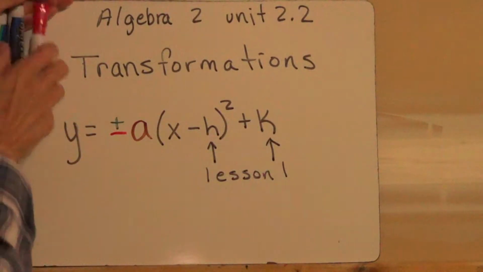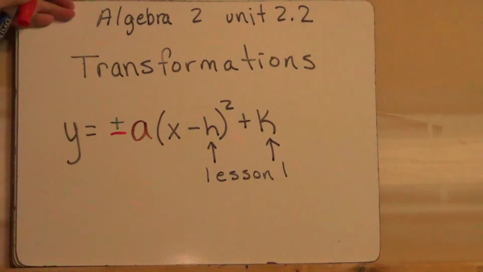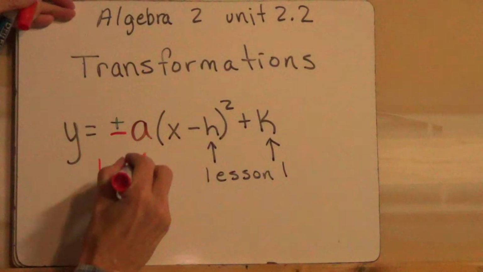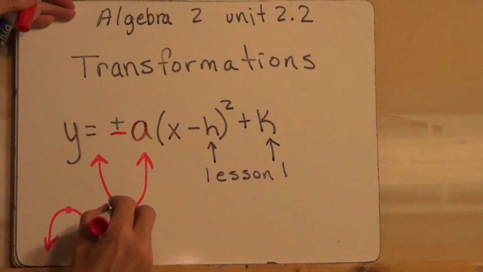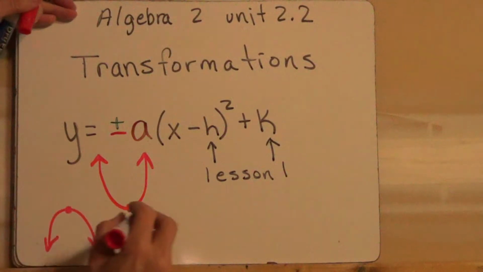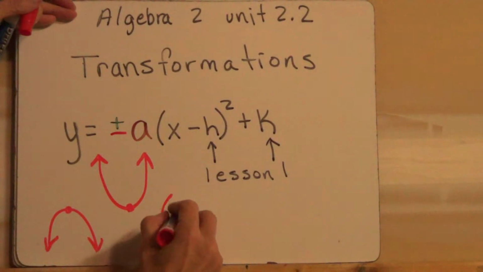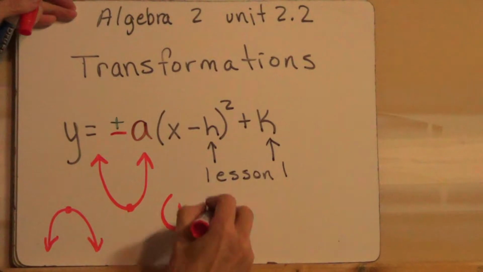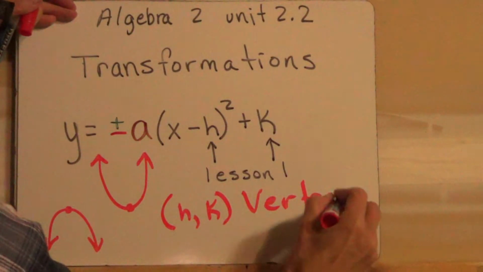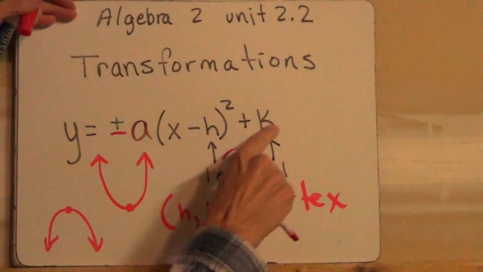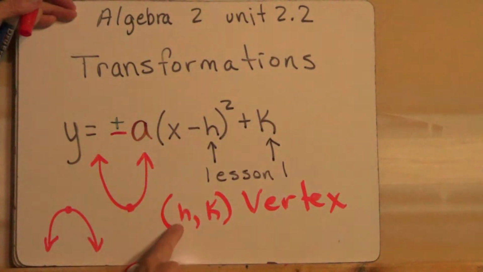Now, I'm not sure that you got this, but the bottommost part of a parabola, or the topmost, is called the vertex. The vertex is actually your HK value. So make sure that you have that in your notes. That's how you can easily see the vertex is right here. Make sure to switch the sign on the H, but the K stays the same. That's why this is called vertex form.